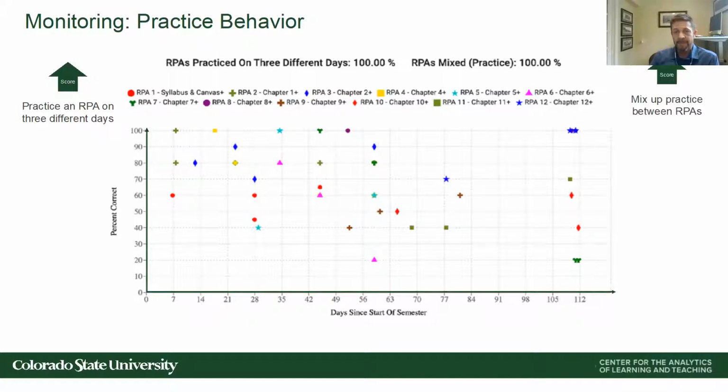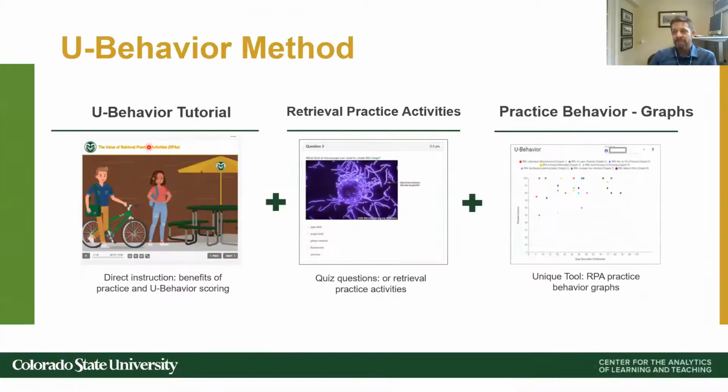All right. So like I said, the RPA graph is sort of the core, and that tool is the core of the technology. But the U-behavior method looks like this. So the students get an introduction, about a 10-minute tutorial. You can see this one here is branded with CSU, but we can brand it with any university. We can put that branding on there.